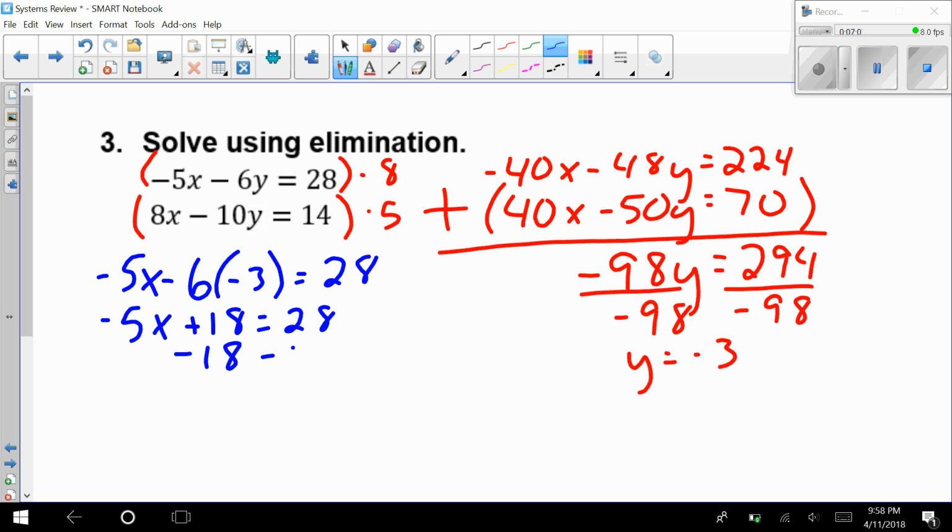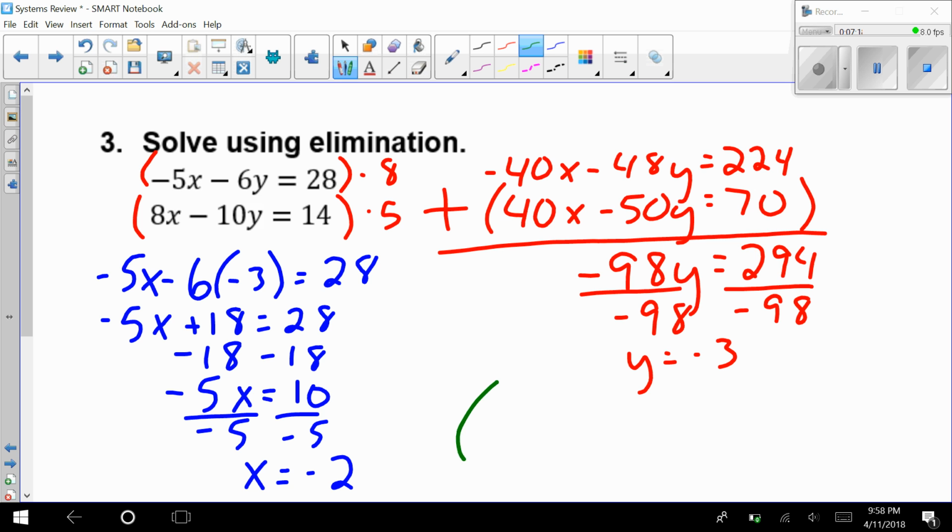Subtract 18. -5x equals 10. Divide by -5. And x equals -2. That means our final solution is -2, -3.